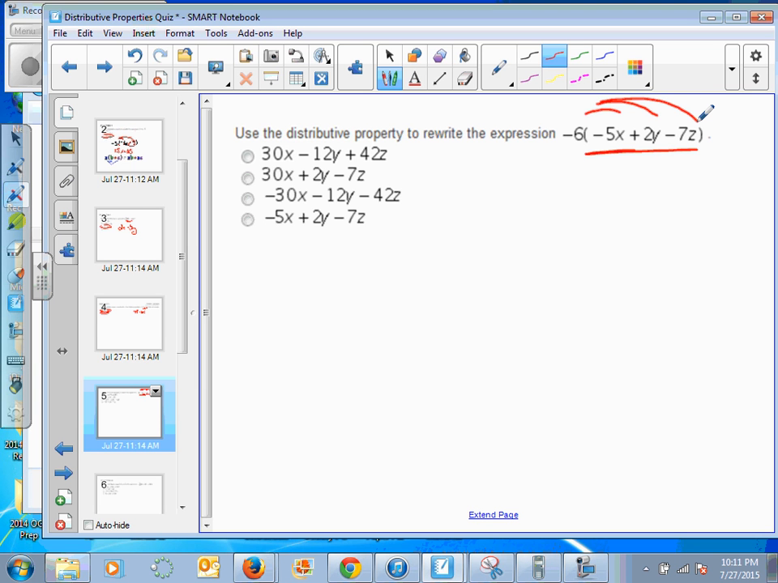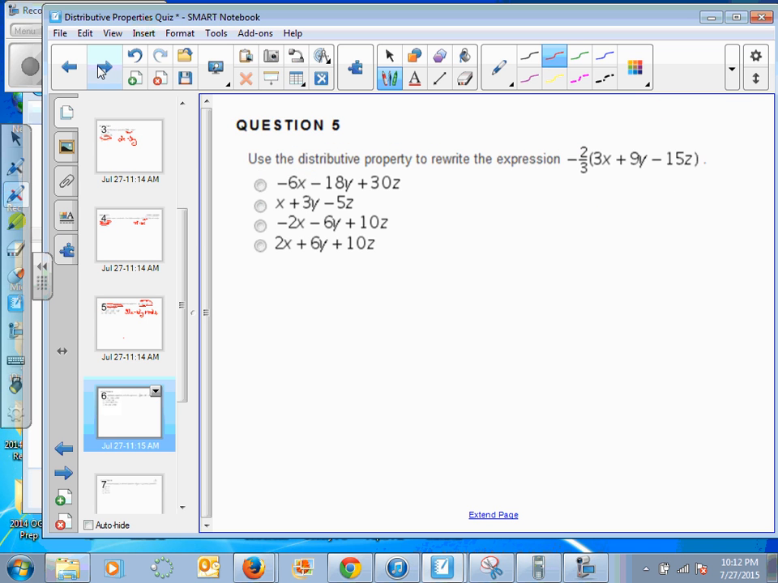So you've got -6 times -5x. This gives you the positive 30x. -6 times the positive 2y is -12y. And the -6 times the -7z gives you a positive 42z. So I guess that puts us right there. All right, moving on.